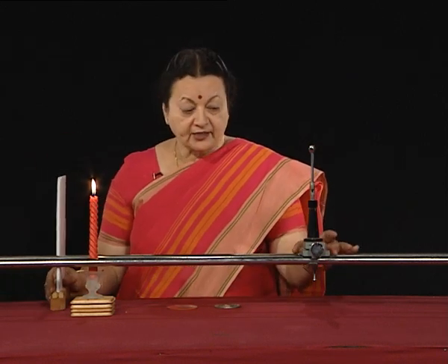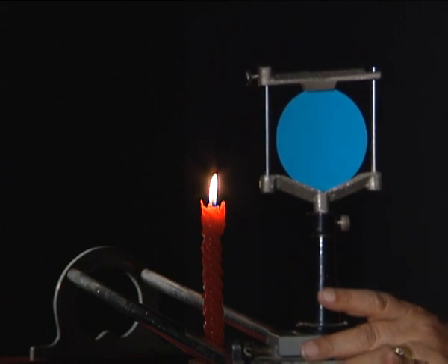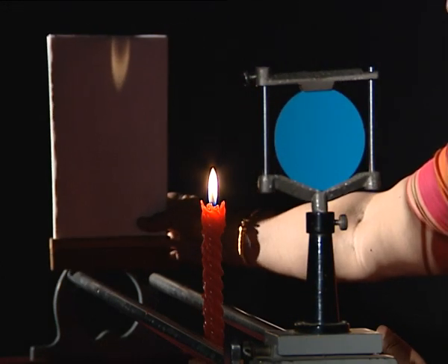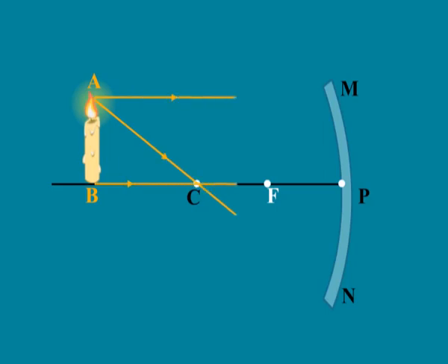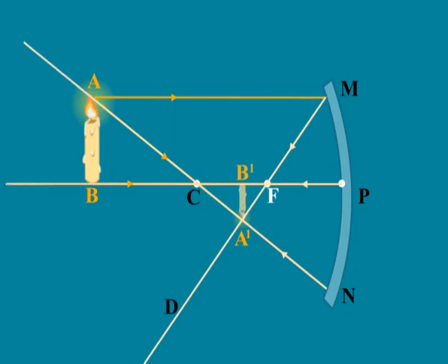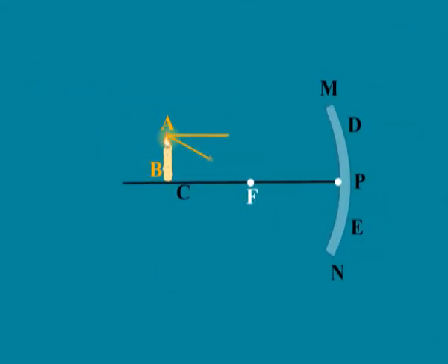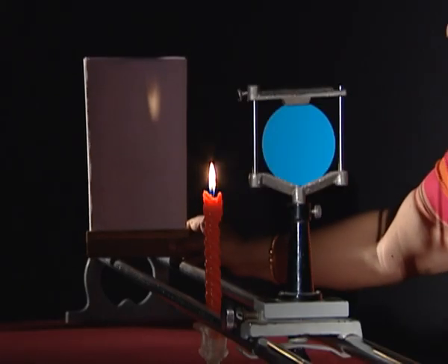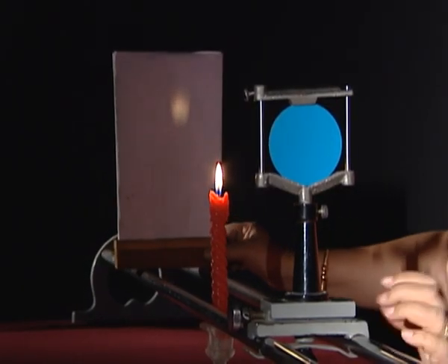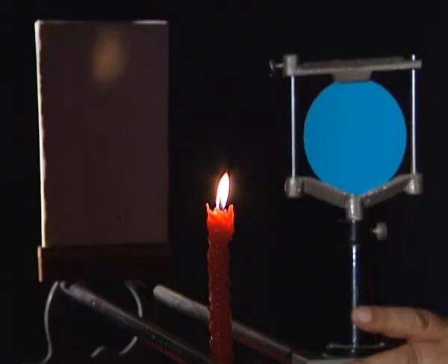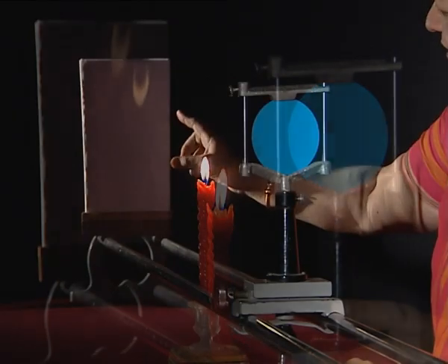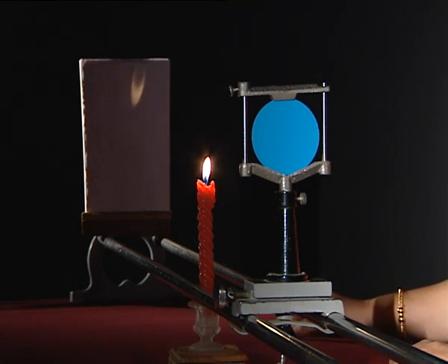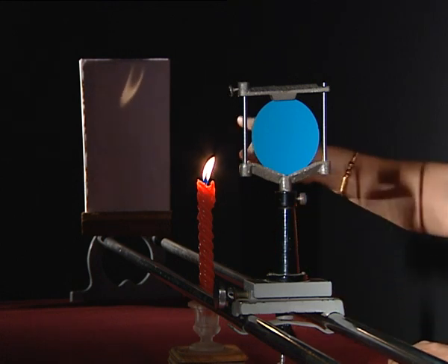So, next we are going to bring this closer and see where the image is formed. Notice this image has become bigger, it is bigger than before. I bring this closer and you can see that the image is larger and further away from the object and the mirror.